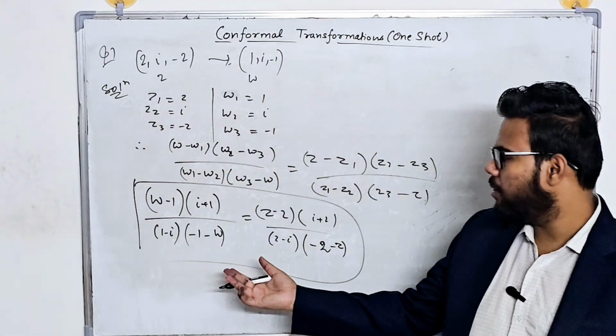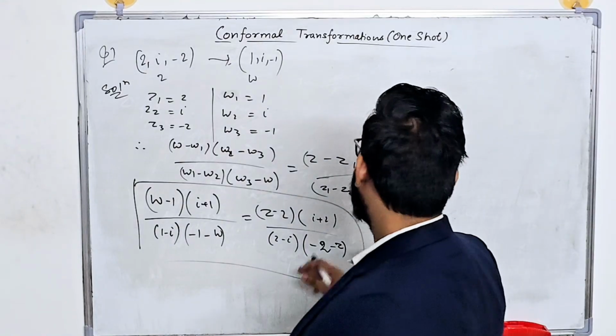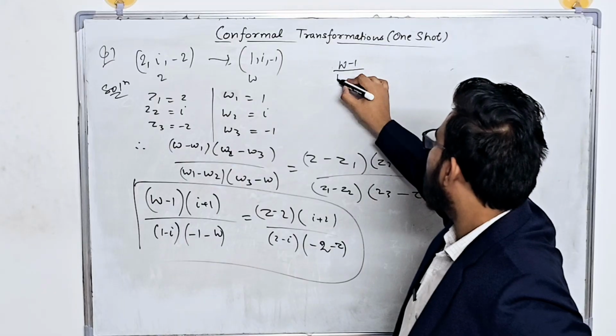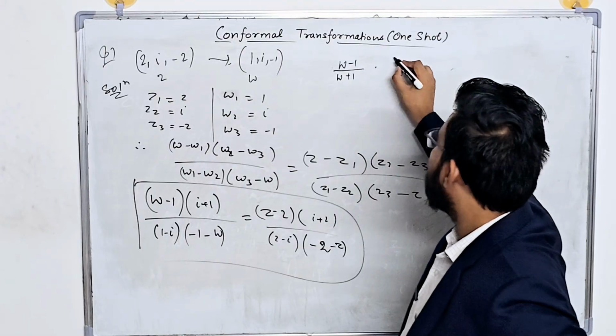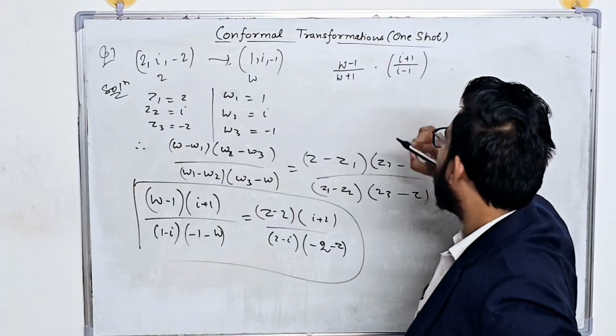You can solve it right now. You can easily find a relation. Let me show you also. So I should write this expression over here: (W minus 1) divided by (W plus 1) times the quantity (I plus 1) divided by (I minus 1), right?